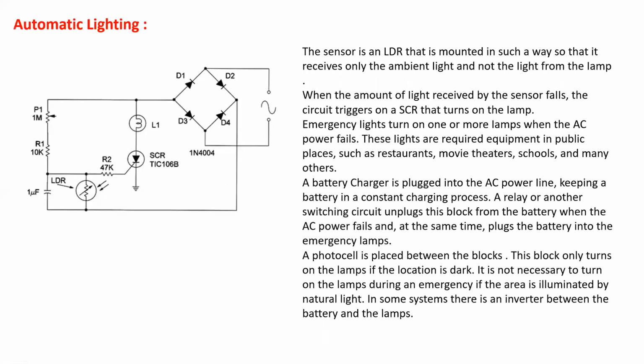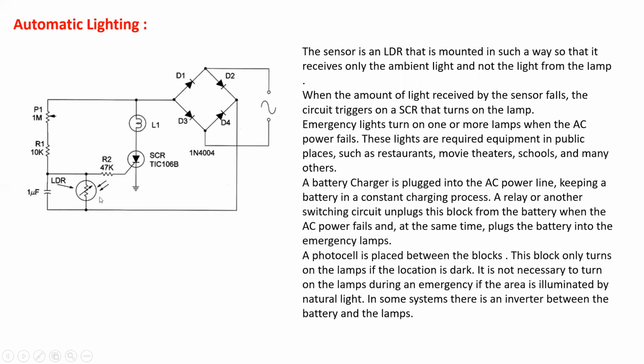This is another industrial application, the automatic light control circuit, in which an LDR, that is a light dependent resistor, is used. Depending on the light condition, whether there is darkness or light, the SCR receives the gate pulse and starts its operation. In this circuit, a rectifier circuit is used, to which we apply the AC voltage, and its output is connected for the operation of the lamp.